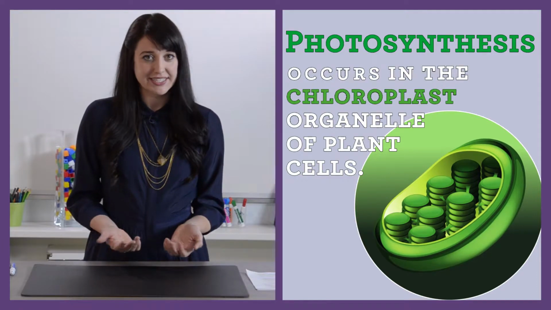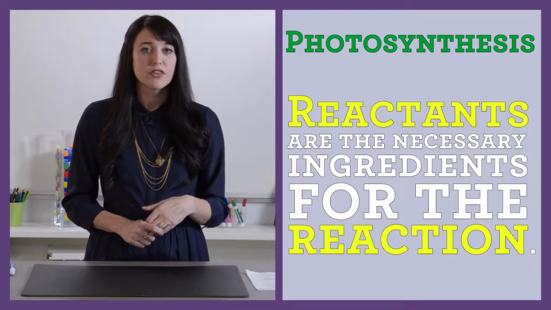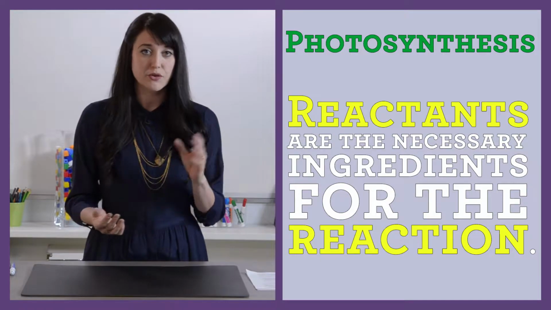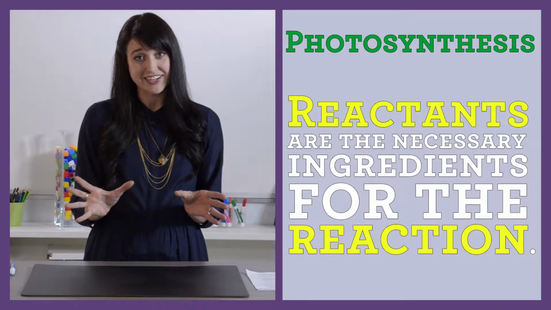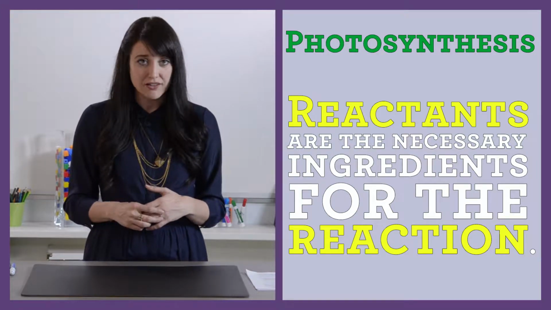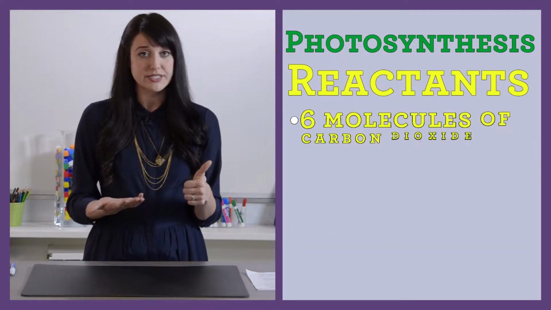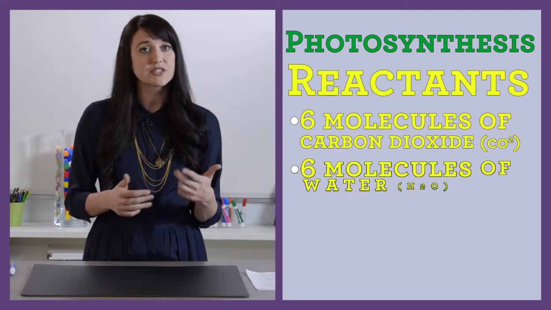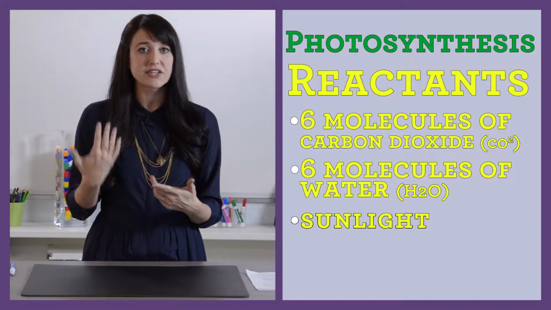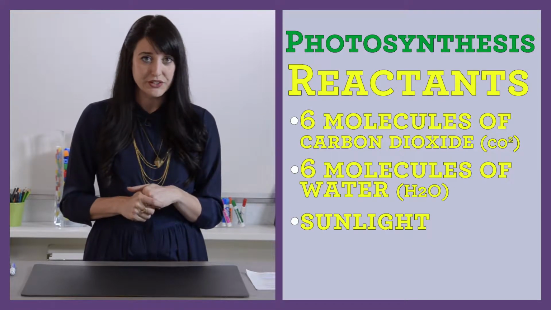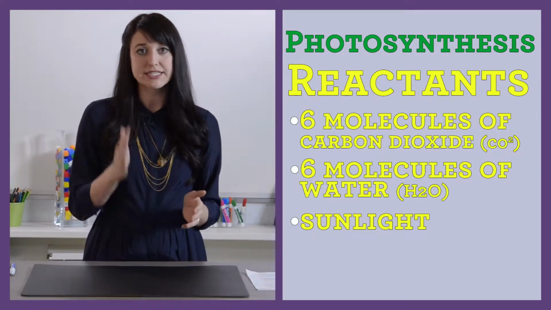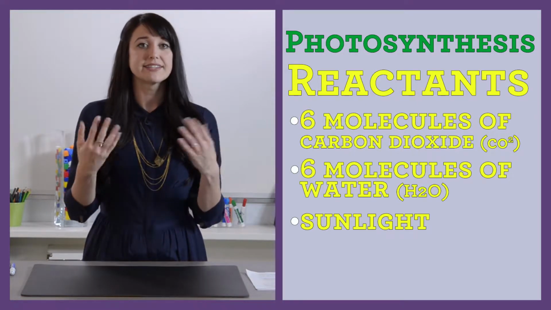Let's look at the reactants of photosynthesis. The reactants are what are necessary for the reaction to occur. In photosynthesis, the reactants are carbon dioxide, or CO2, plus water, H2O, and sunlight is also necessary for the reaction to occur. So it's 6 molecules of carbon dioxide, 6 molecules of water, and sunlight.